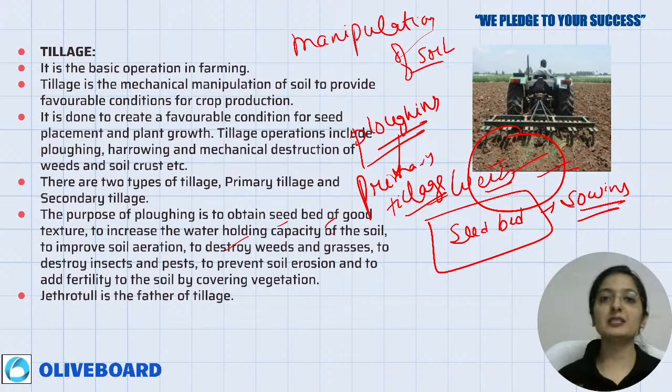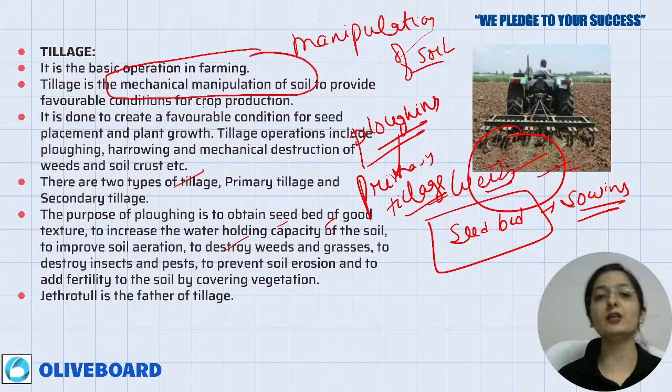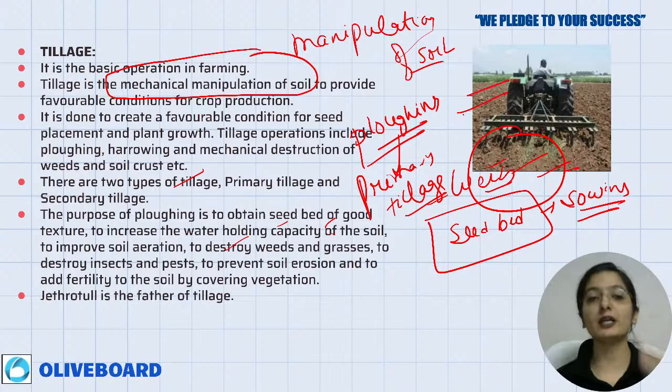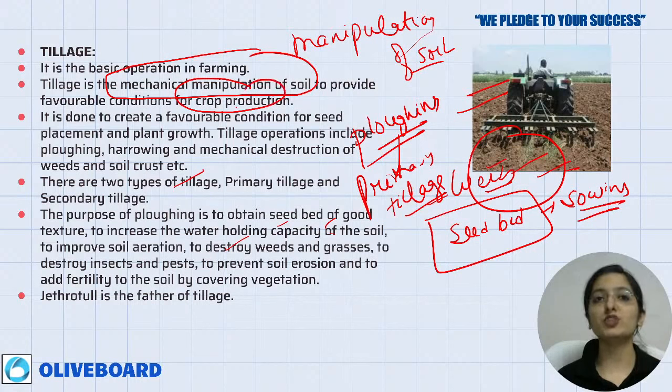In a very basic sense, when you're writing an answer, you just need to write that this is a mechanical manipulation of soil, where you are mechanically manipulating your soil by providing it the favorable conditions for crop production. What are the objectives of tillage?